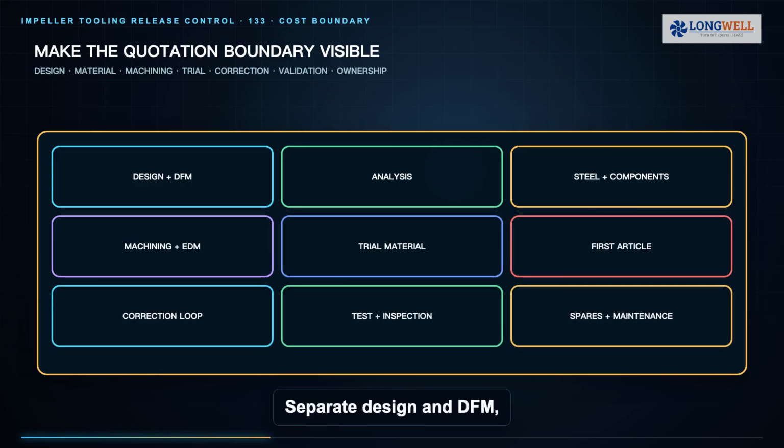Separate design and DFM, flow or structural analysis where required, tool steel and standard components, machining and EDM, heat treatment, surface treatment, fixtures, gauges, trial material, first articles, correction allowance, inspection, balance and performance tests, packaging and transport. State taxes, spare inserts, engineering changes, maintenance and ownership separately. Without these lines, two quotations can look comparable while covering different deliverables.